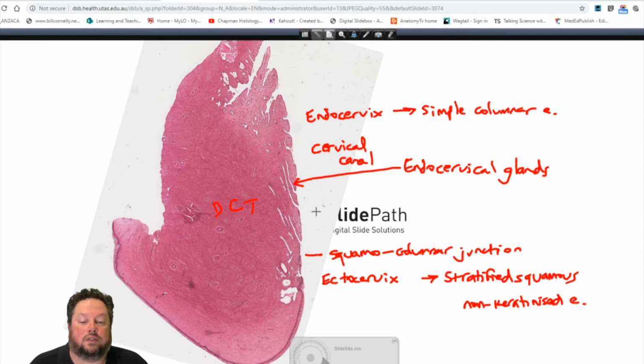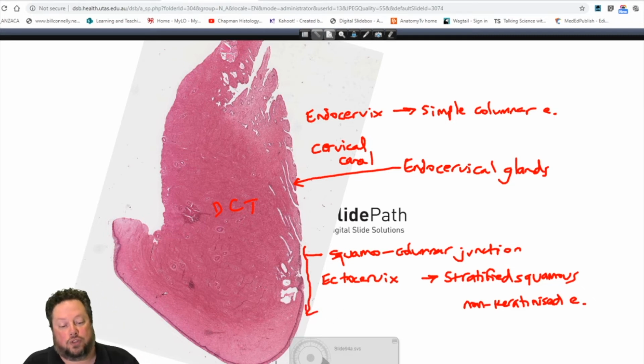Now, during development, at puberty, what happens is, and I'm not sure exactly why this happens, the endocervix grows out, remembering that the external os, which would be around about here, is the opening. This endocervix grows out towards the external os, so it projects out into the vagina.